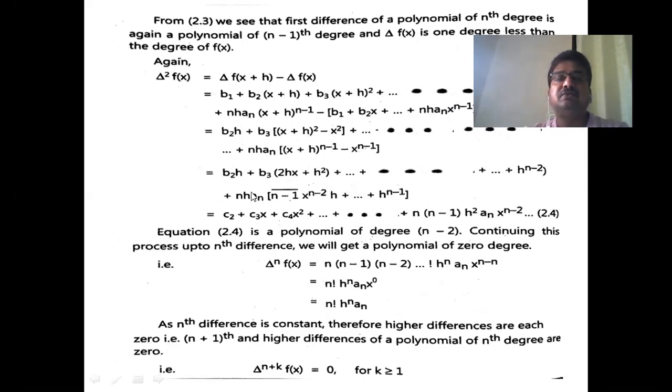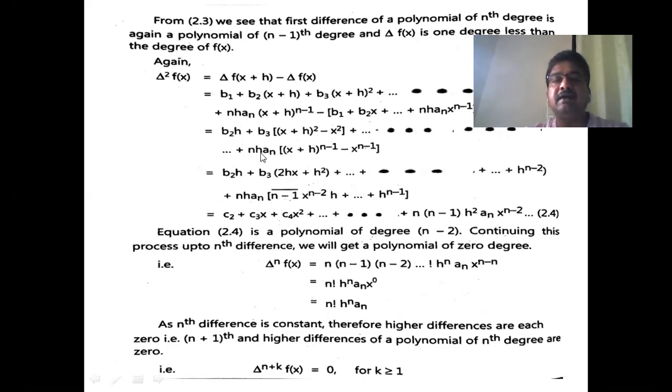So what do we have? In the next step, b2h as it is, plus b3, and the simplification of this bracket is what? (x plus h) square is x square, and this minus x square becomes 0. Then we have twice hx plus h square. In this way, plus and so on. Ignore this h raised to n minus 2; so plus and so on.